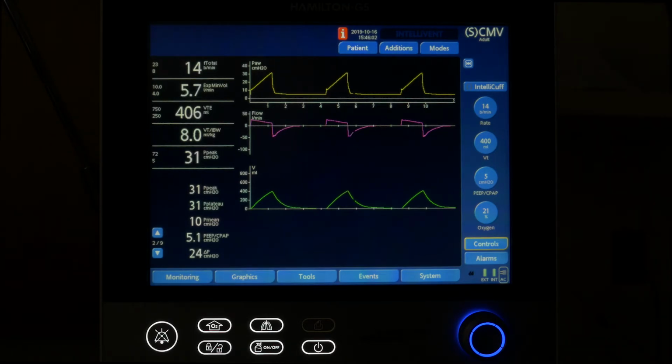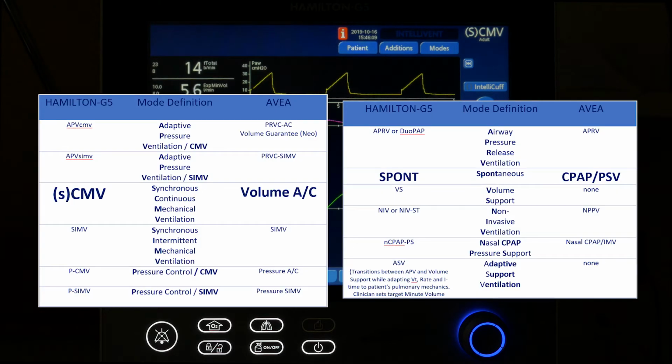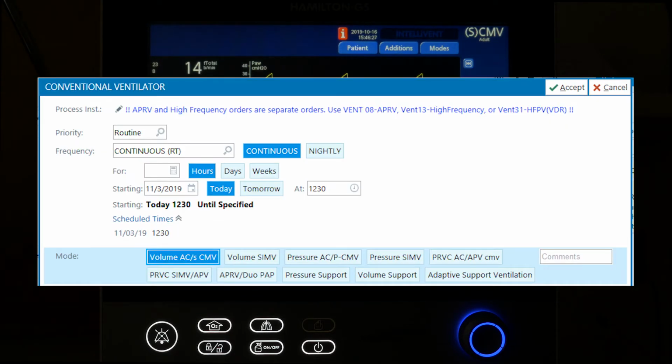One thing is that the Hamilton ventilator has different names for most of the modes than the Avia does. Each ventilator has a laminated card, which has the name of the mode in the Hamilton compared to the name of the mode in the Avia. Notably, we have updated the ventilator order sets to have both mode names at the same time. So when you go into the order set, you don't have to think, oh, I can't remember what volume AC is, because you will order volume AC / SCMV, which is the Hamilton's name for the same mode.